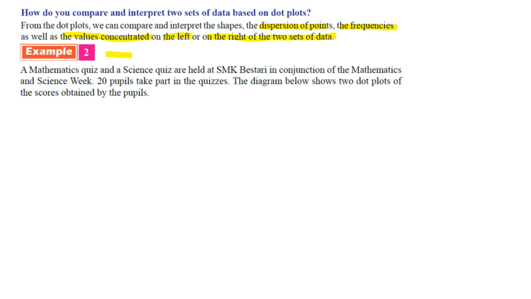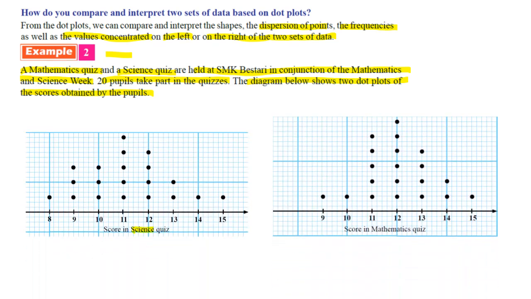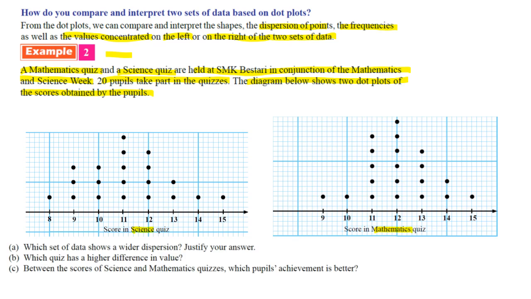This is a math quiz and science quiz held at SMK Bestari in conjunction with Science and Maths Week. 20 pupils take part in the quizzes. The diagram below shows 2 dot plots of the score obtained by the pupils. So this is the science quiz and this is the maths quiz. And how do you compare? How do you interpret? These are a few questions that you have to answer.